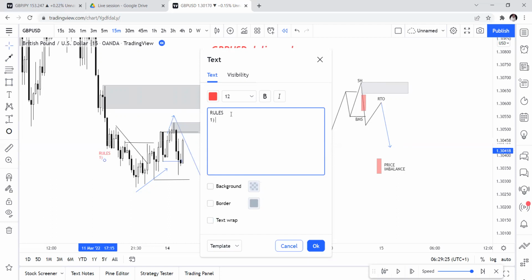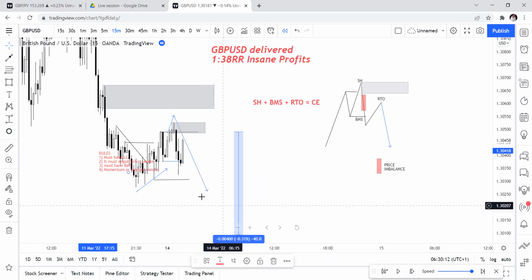Number one rule is that it must have a liquidity grab. Number two is that it must engulf the parallel candle. Number three is that it must have a BMS, must take out a structural low. Then number four is a significant candle. It must be a momentum candle, or sponsor candle. So those are the rules.